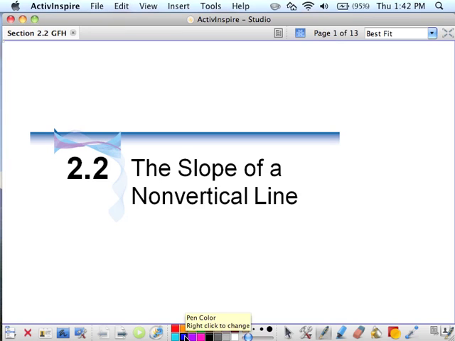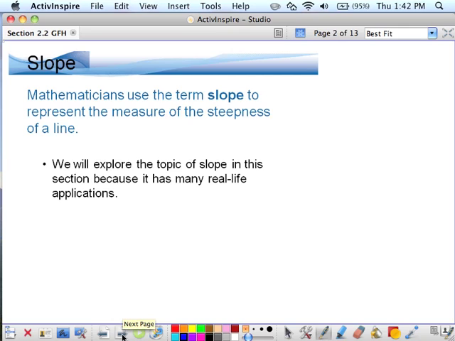Section 2.2, the slope of a non-vertical line. Mathematicians use the term slope to represent the measure of the steepness of a line. We will explore the topic of slope in this section because it has many real-life applications.